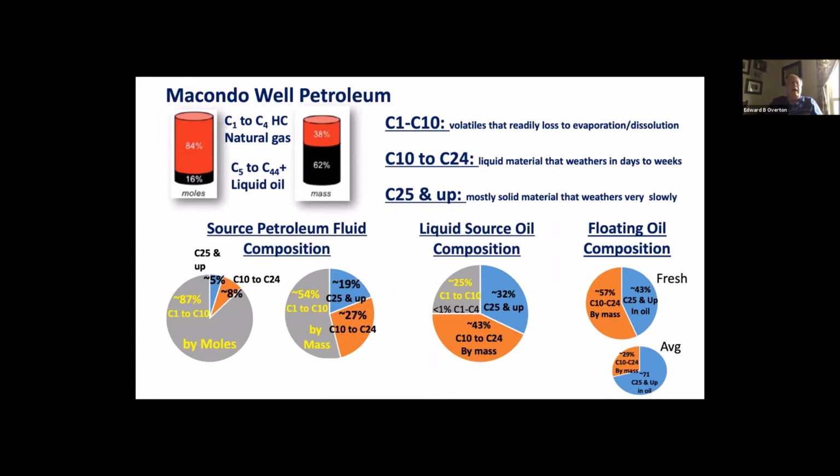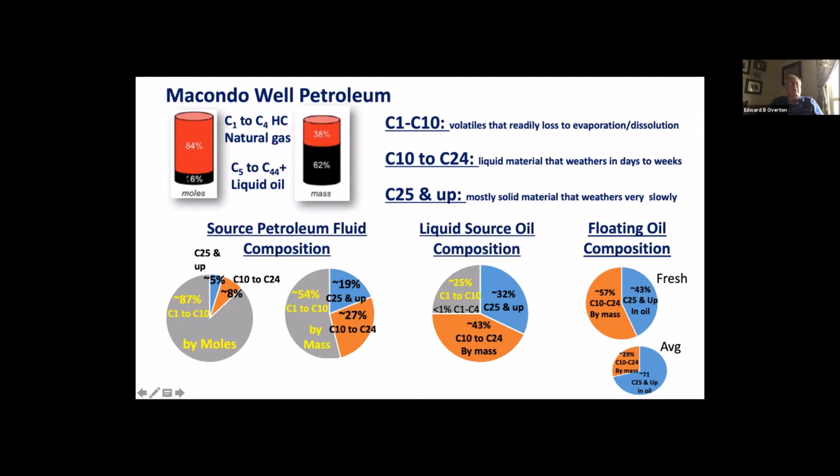We know that oil or petroleum that's coming out of the ground contains compounds from methane all the way out to maybe 70 or 80 carbon atoms. But I split it into three fractions. The really volatile fraction, which includes the natural gas, C1 to C4 carbons, and the volatile compounds up to about C10. So if we look at the composition of the Macondo oil, on a molar basis, that is the number of molecules, it was mostly natural gas.